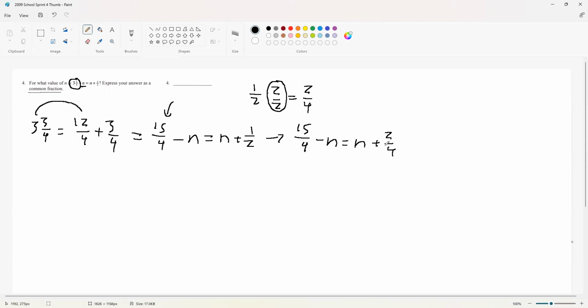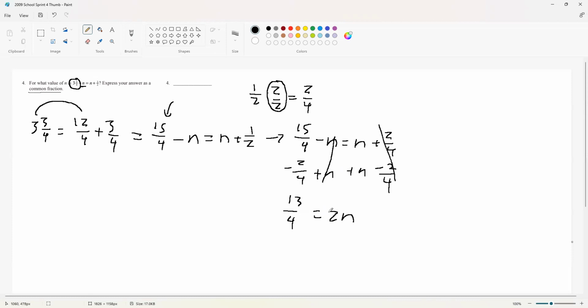Now what we're going to do is combine our like terms. So I'm going to go ahead and subtract 2/4 from both sides. This is a 2, pardon my handwriting. 2, there we go. 2/4. So this will cancel out, and I will be left with 13/4 here. And then we're going to add n to both sides. So we're going to do plus n. And so this will cancel out, and we'll have 13/4 is equal to 2n.